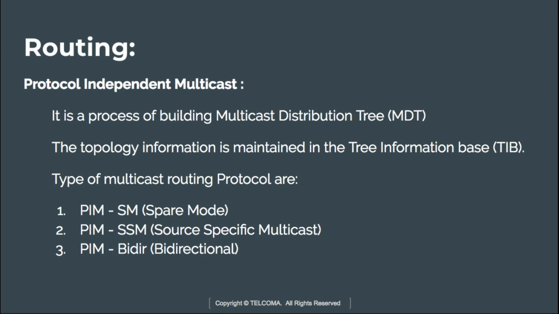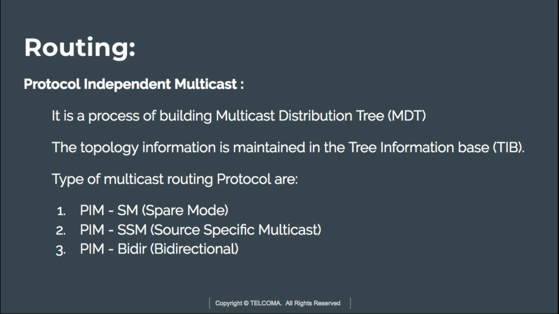Let's discuss the first, that is protocol independent multicast sparse mode. It is used when multiple source devices transmit to the same multicast group. There are multiple source devices in the network, and they transmit the same data to the same multicast group. An example of this is video conferencing.